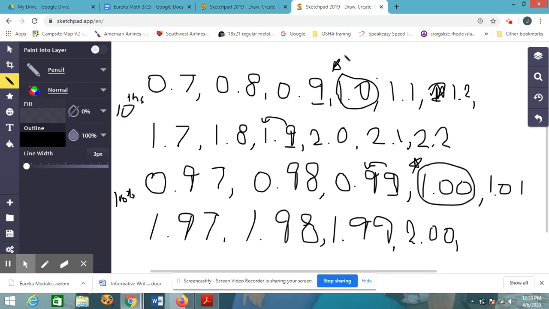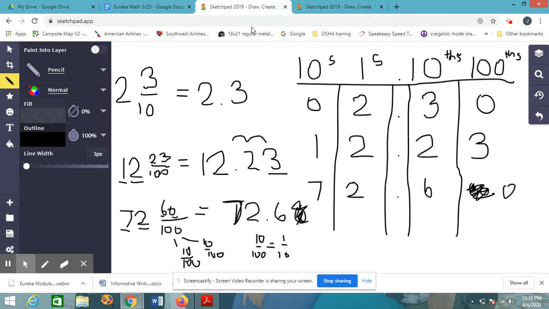So we're going to do a little bit of this today, and then we're also going to look at converting fractions and decimals that are greater than 1. So mixed numbers, basically. We're going to convert mixed numbers into their decimal forms.